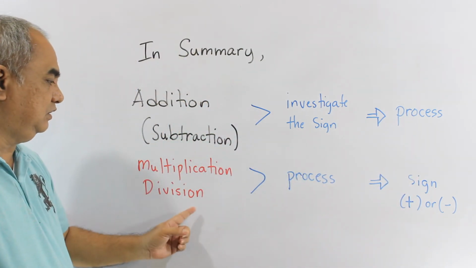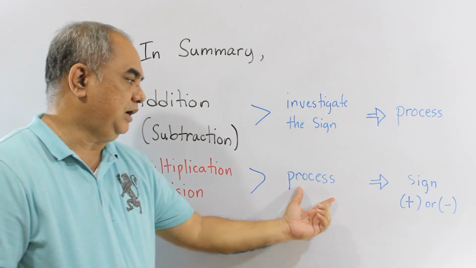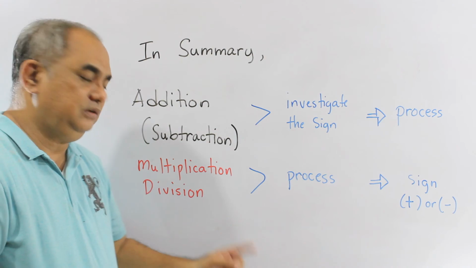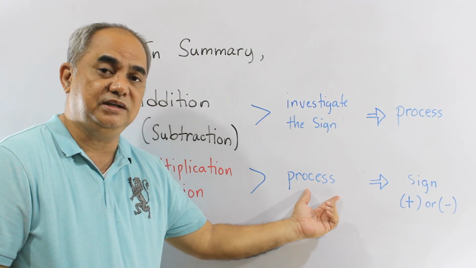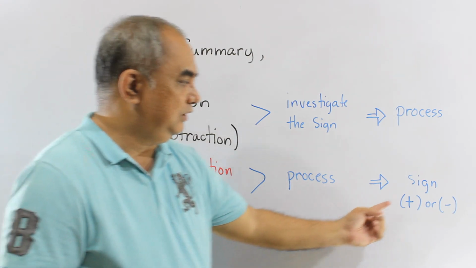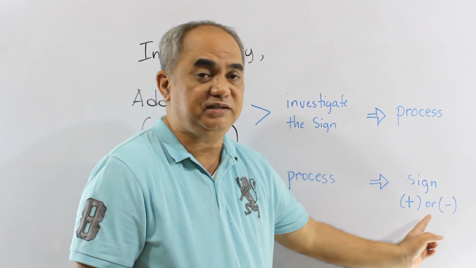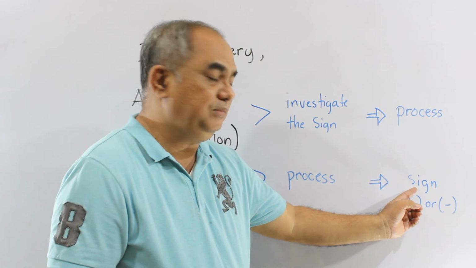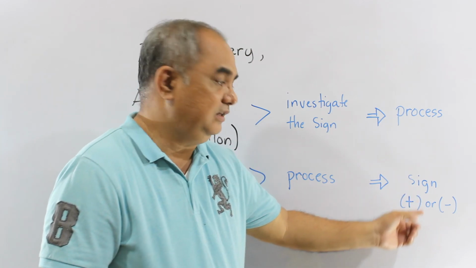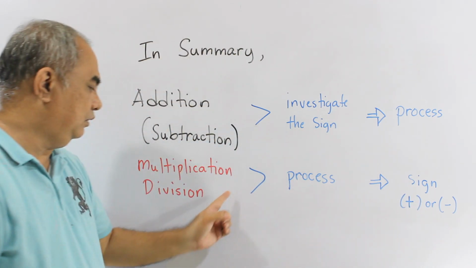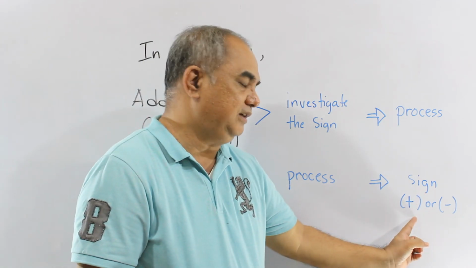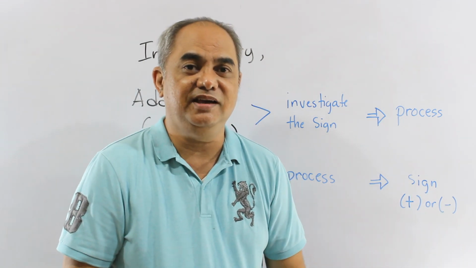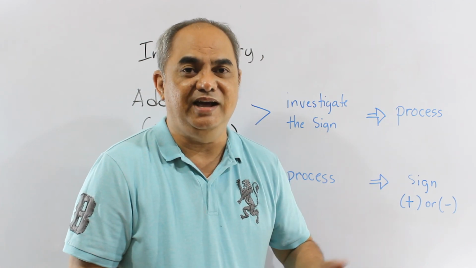Whereas in multiplication and division, you start with the process. You get the product or the quotient first of the numbers, and then after that, you decide whether the sign to be used is positive or negative. So if the two numbers are similar sign or like sign, then the final answer, the product or the quotient, will always be positive. Otherwise, the answer is always negative if they have unlike sign.